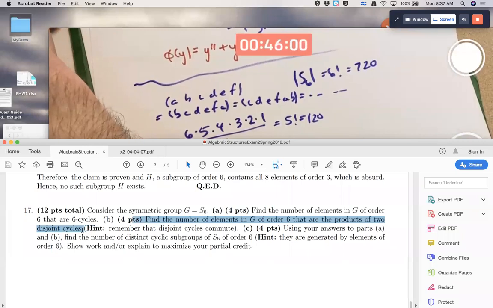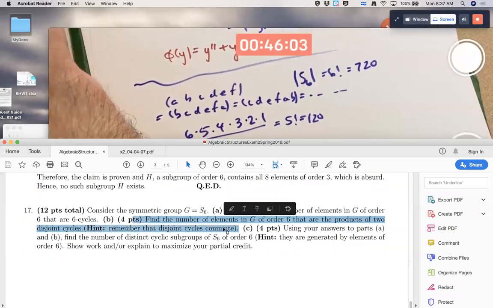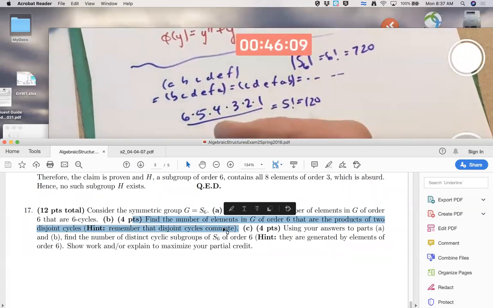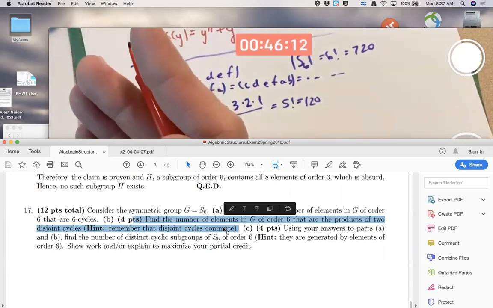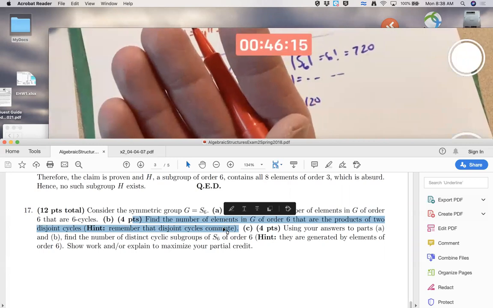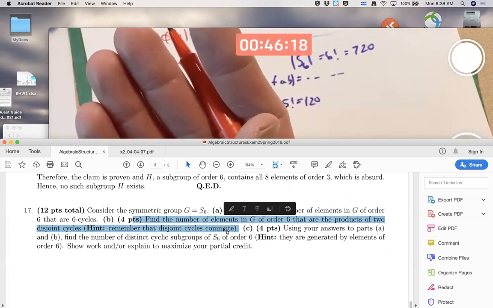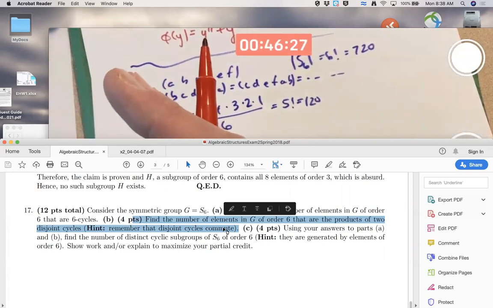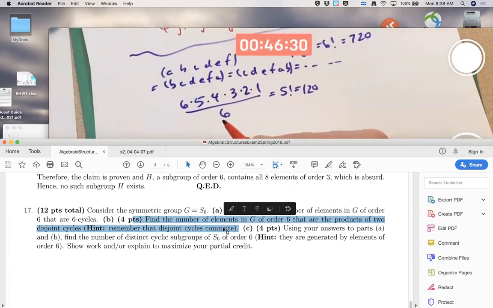Find the number of elements of G of order 6 that are products of 2 disjoint cycles. And remember, disjoint cycles commute. Well, you got 2 LCM facts in recent chapters. Chapter 5 is the one we're thinking about right now. There's also chapter 8 with external direct products. LCM of an ordered pair, for example, is the least common multiple of the orders of the components. And in chapter 5, the order of an element written as a product of disjoint cycles is the LCM of the individual lengths of those cycles.